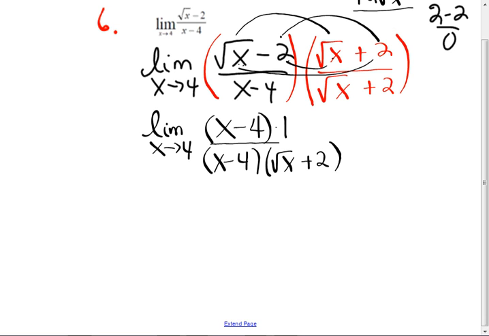And remember, anytime you get 0 over 0, you have a hole. And there's the hole at 4. But do we care about what happens at 4? No. Never, not on a limit. Continuity, I do. You've got to get those two straight.